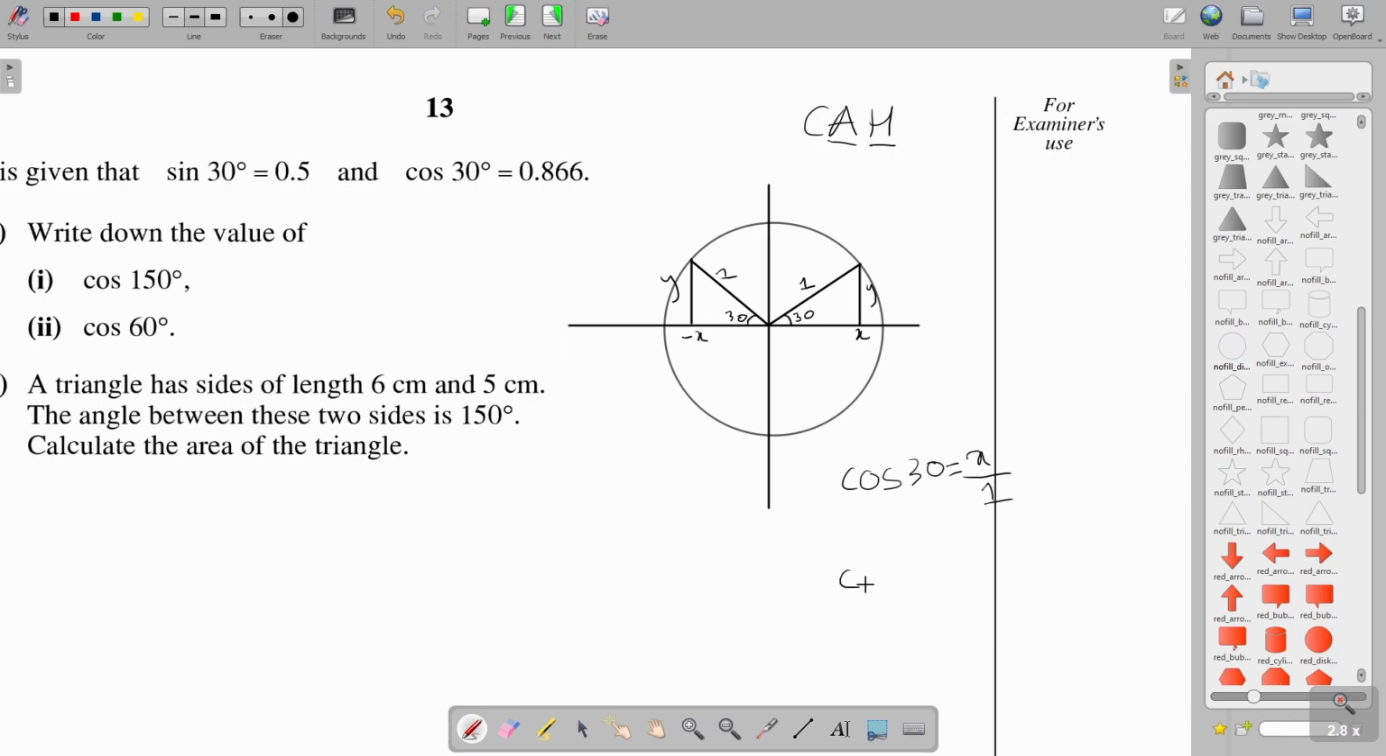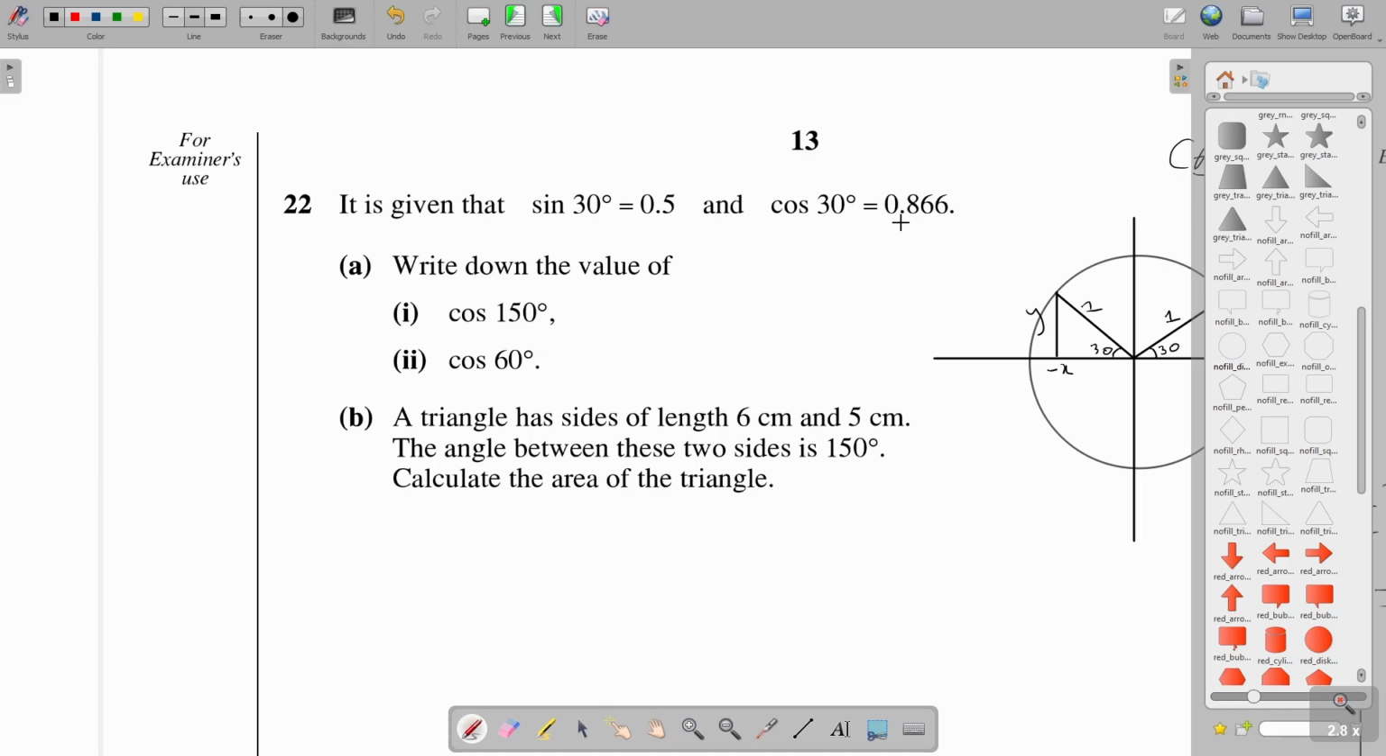We would have cos of 150, since we're doing cos of 30 over there, is going to be some value negative x over 1. So what that tells us is the cos of 150 is always the negative value of the cos of 30. So if the cos of 30 is this, the cos of 150 would just be 0.866. I hope that is easy to understand.